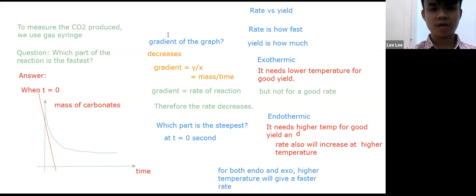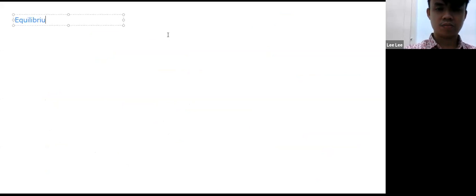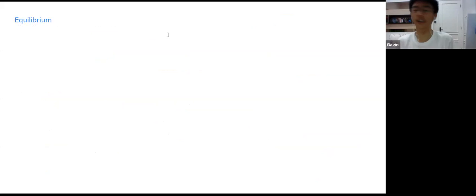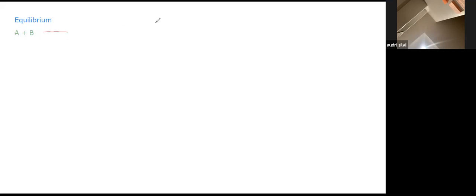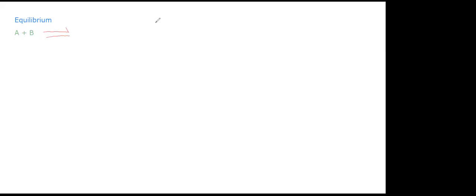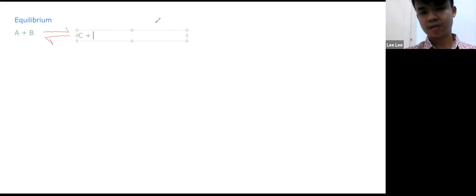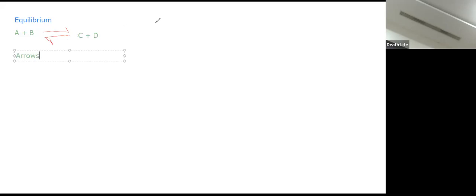Okay, now we are going to discuss equilibrium. Have you heard the term equilibrium? Equal. Total net force equals 0. Something equal. You see the arrow? What does the arrow mean? It can switch back and forth. It is indecisive.